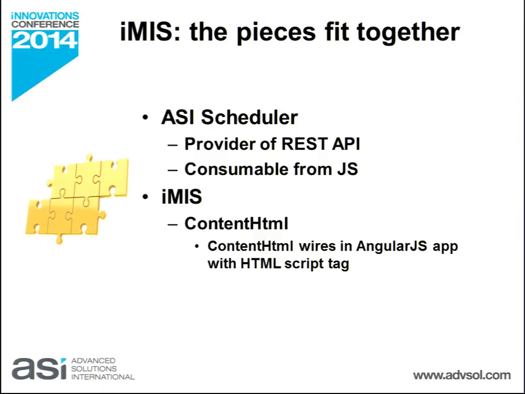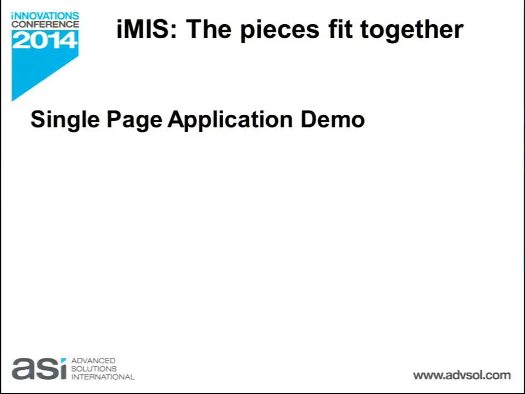So how does this all fit together? Well, we talked about the ASI scheduler, which is our provider of REST API, which is consumable from JavaScript. And within iMIS, we have a content HTML dynamic content item. So what that means is now that we have a client-side single-page application, which can be constructed out of nothing but HTML and JavaScript, no compiled binaries, it means out of the box today, with this API, we can create single-page applications or dynamic content items using markup and client-side code. So I'm going to demonstrate what that might look like right now.